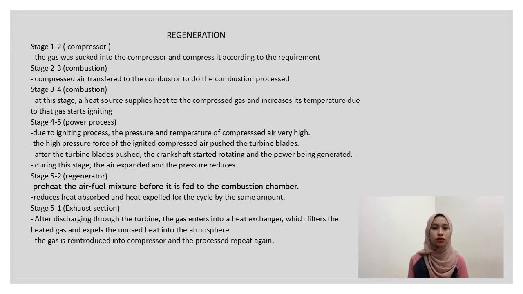Then stage 5 to 2 is the regenerator. It reheats the air-fuel mixture before it is fed to the combustion chamber. It reduces heat absorbed and heat expelled for the cycle by the same amount. Lastly, stage 5 to 1 is the exhaust section. After discharging through the turbine, the gas enters into a heat exchanger, which filters the heated gas and expels the unused heat into the atmosphere. The gas is reintroduced into the compressor and the process repeats again.